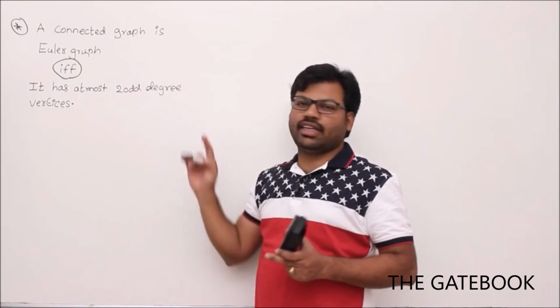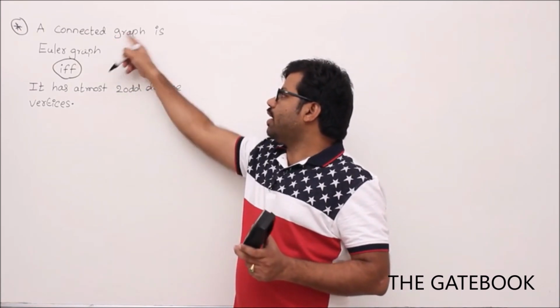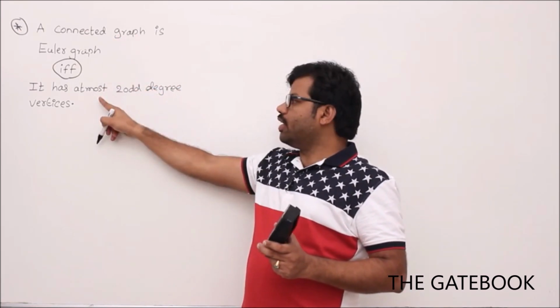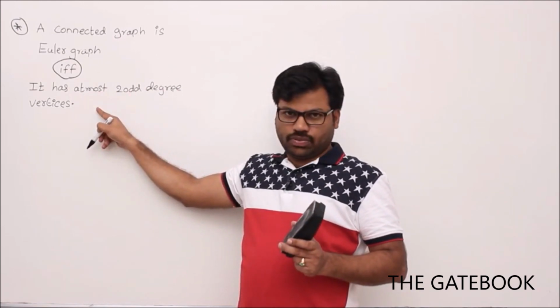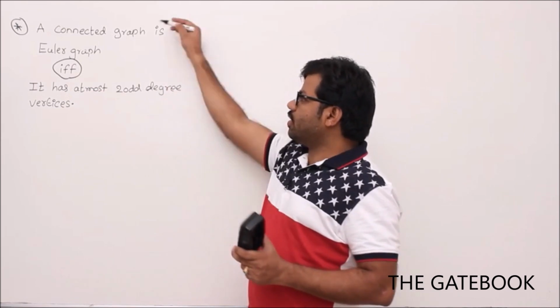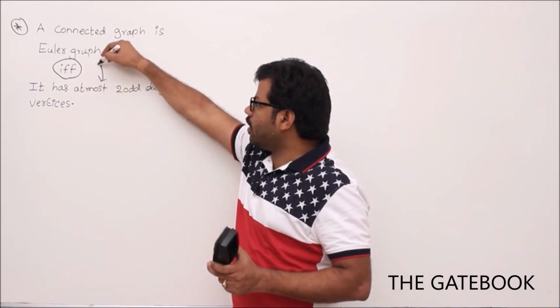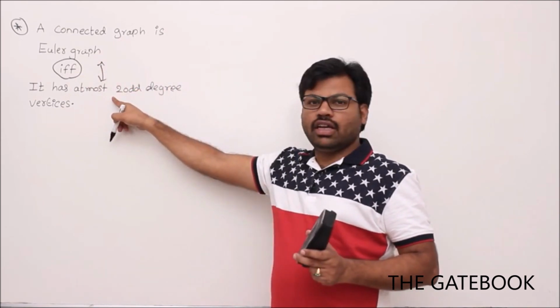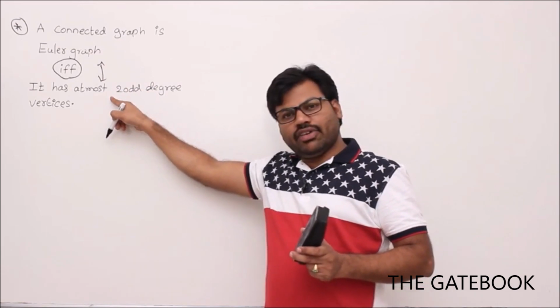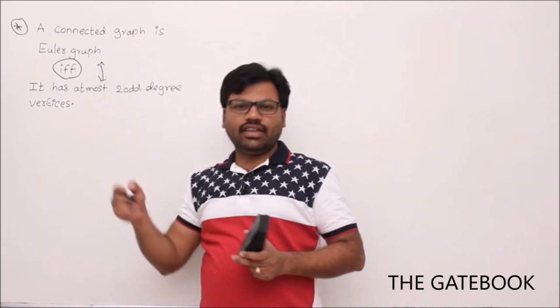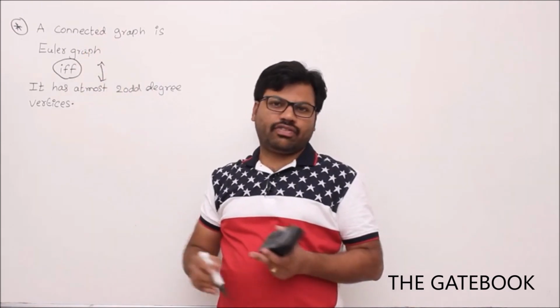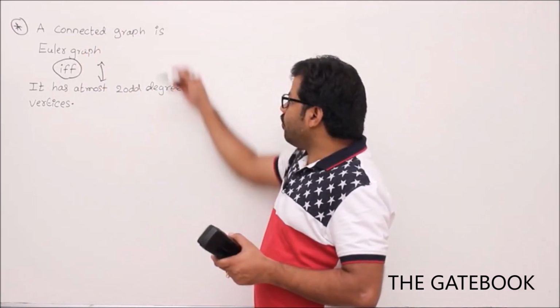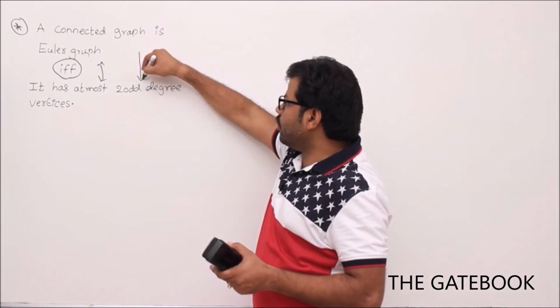It's a two-directional thing. That means if a connected graph is an Euler graph, then definitely the number of odd degree vertices in the graph is at most 2. Reverse direction. So it's a two-directional thing. Okay. Second one, start here. If any graph has at most 2 odd degree vertices, definitely the graph will be an Euler graph. Okay. So the first direction is already done. We have seen the first direction, right?